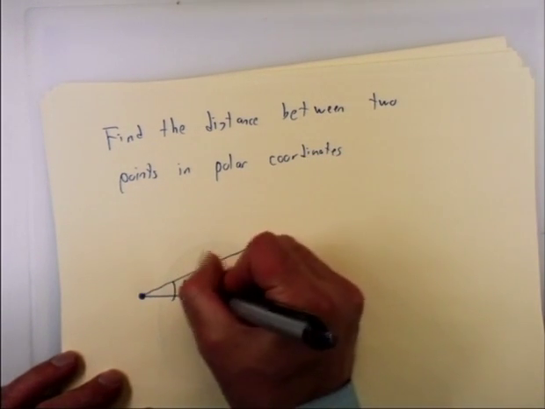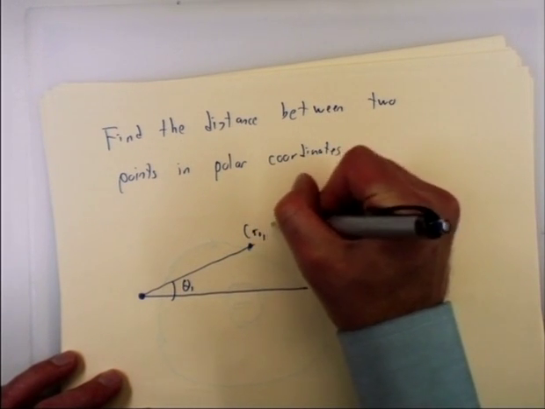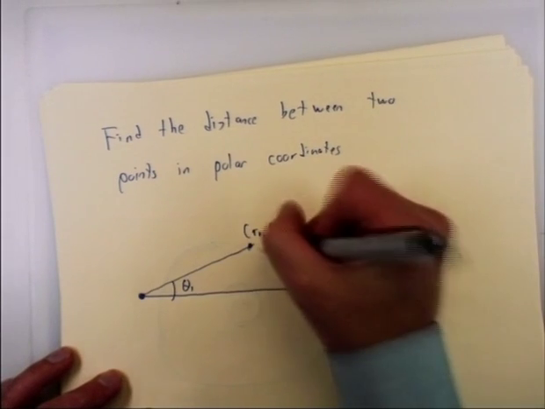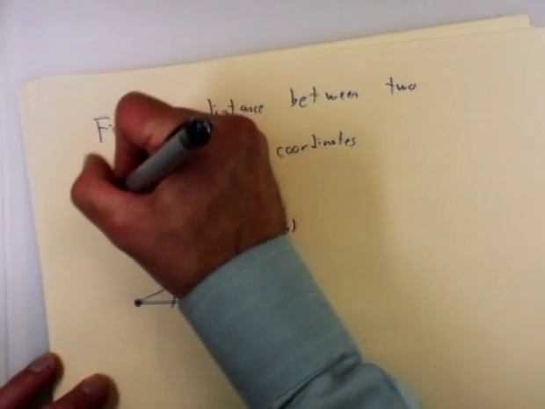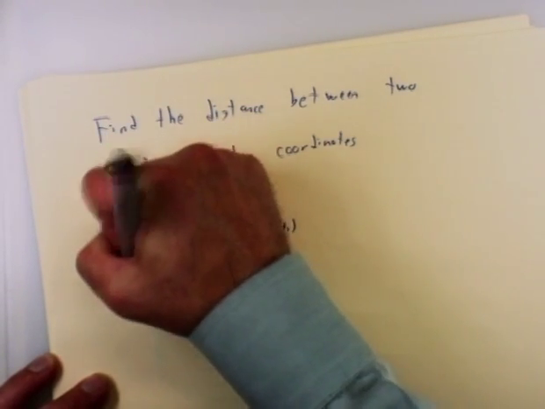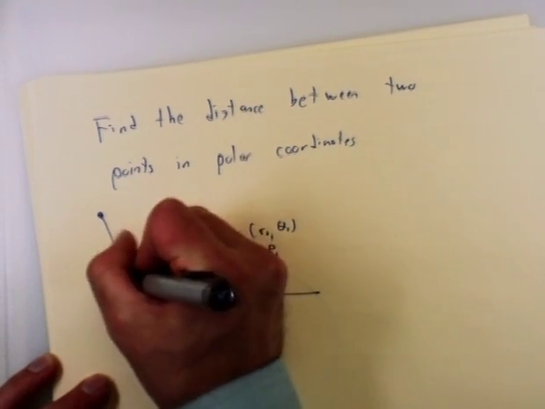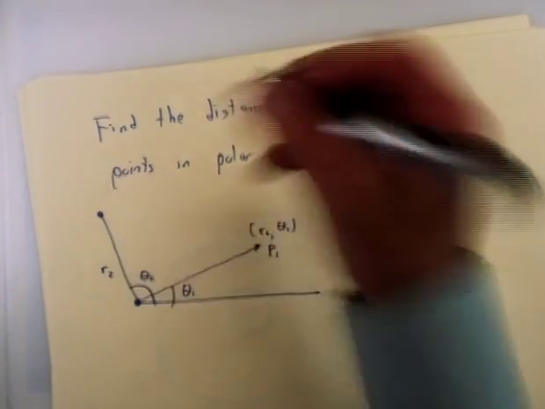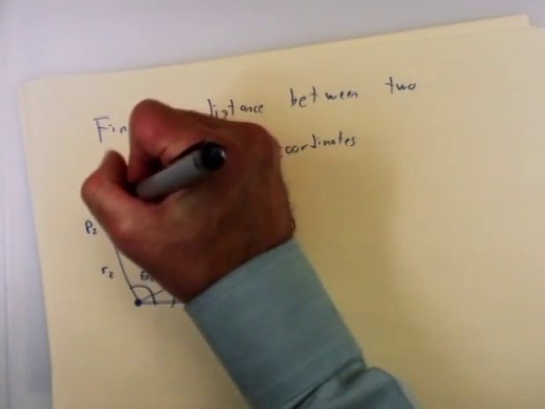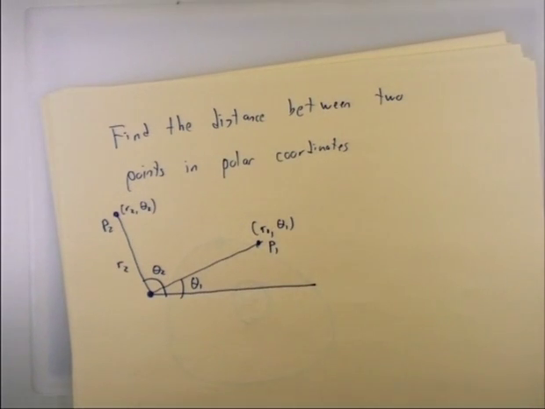If this is angle theta 1, then this point has coordinates r1, comma theta 1. We'll label it P1, so we can remember it's the first point. Let's make another point here. Now we'll have an angle theta 2 and a distance r2. That makes this last point r2, comma theta 2. Remember, we're always going to label our points first by the distance from the origin and then by the angle that we had to sweep through.